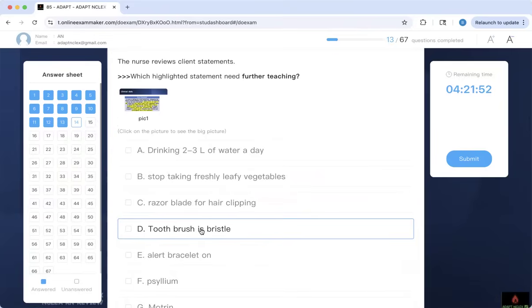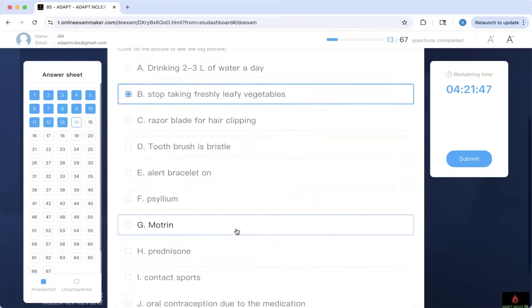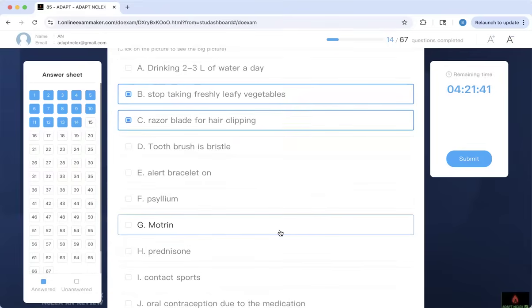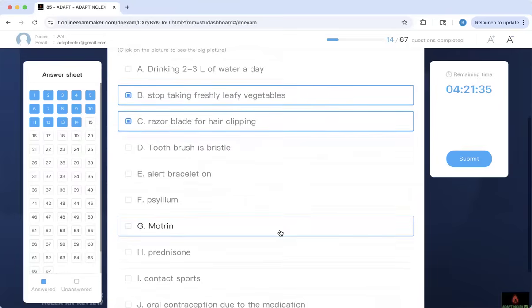Stopped taking fresh leafy vegetables. You don't need to change your diet, so we've got to worry about it. Razor blade for hair clipping. I want you to use clippers, not a razor blade. You're going to bleed. You see, that's the strategy here. This patient is going to bleed. Toothbrush is bristle to prevent bleeding. You have an alert bracelet. It's going to let us know that you're taking medication.